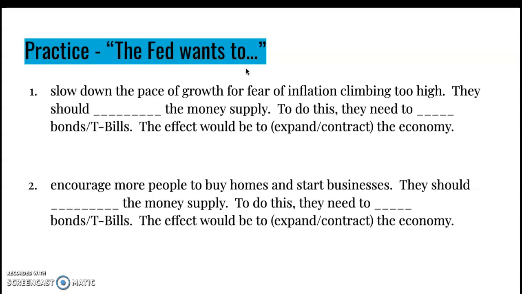Okay, so if all that's too much for you, it's cool. Just remember, if we want to build the economy, we buy. If we want to slow the economy, we sell. Okay, so let's do these practice ones. The Federal Reserve is looking to slow down the pace of growth because they're concerned about inflation climbing too high. So we need to get money out of the economy, right? We need to slow down purchasing so that the demand curve doesn't move to the right anymore.